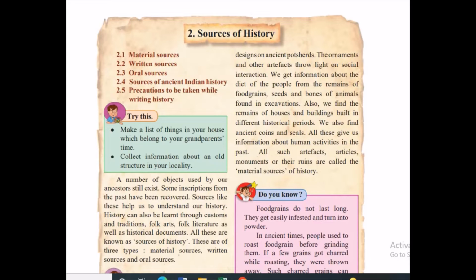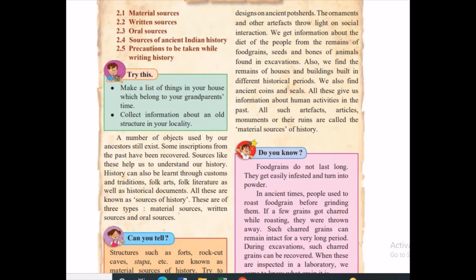Now I would like to add, which is not there in your textbook, audio visual sources, AV sources. Now these are the various sources which are available for us to know more about history in this modern world.